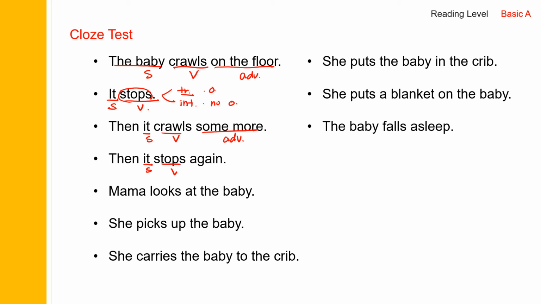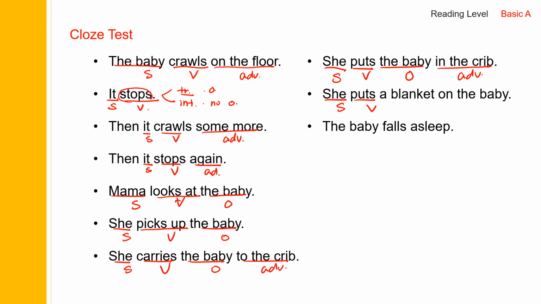Then subject, verb, adverb. Mama, subject, looks at, verb. The baby is going to be an object. Subject, verb, object, to the crib, adverbial phrase. She, subject, verb, the baby, object, in the crib, adverb. Subject, verb, object, on the baby, adverb. Subject, verb, and then this one will be a complement. Fall asleep is intransitive, but not complete, so you need a complement. The baby falls asleep.